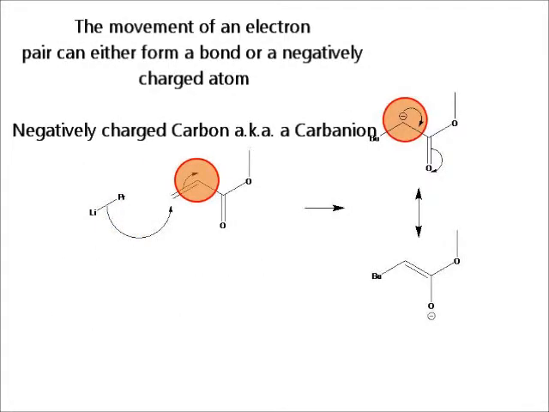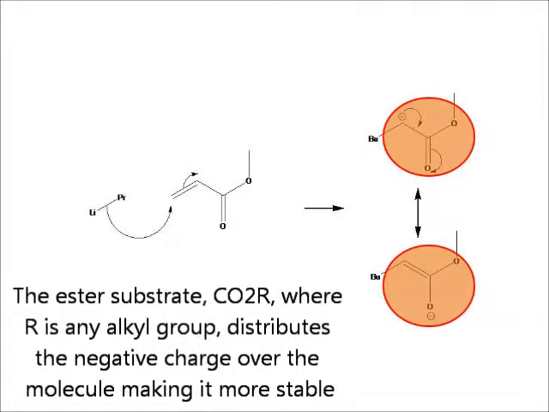This initiation step happens much faster than the following propagation step, and so every nucleophile begins the formation of a polymer chain. It is important that the carbanion can be stabilized by electron withdrawing groups. In this example, the ester substrate has a -M effect on the negatively charged carbon, distributing the negative charge over the molecule and making the molecule more energetically accessible.